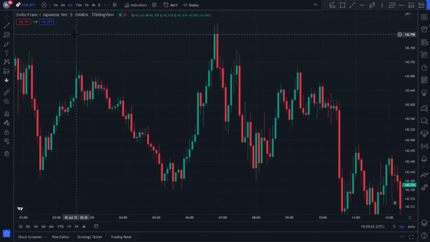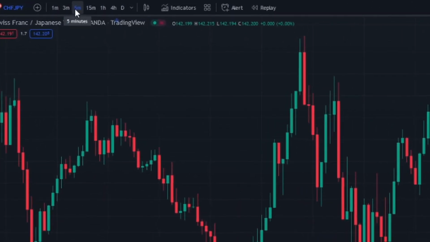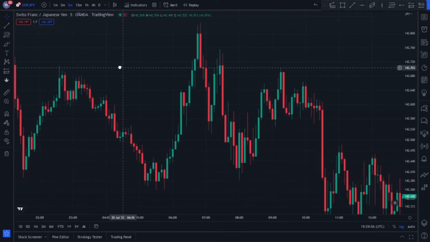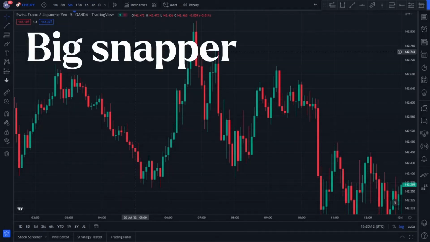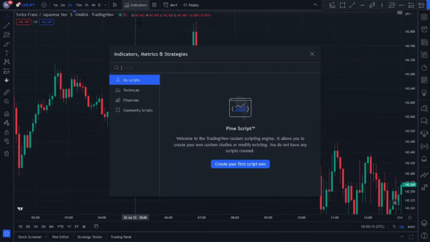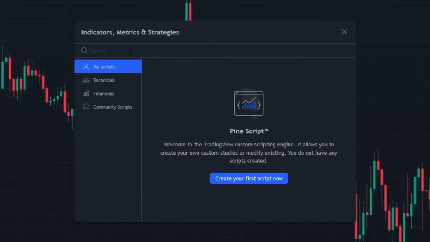The time frame we use in this strategy is 5 minutes. The time frame of 5 minutes is the favorite among traders, and most of them trade in this time frame. We set the time frame to 5 minutes. In this strategy, we use a golden indicator named Big Snapper. Add it to the chart from the indicators section.